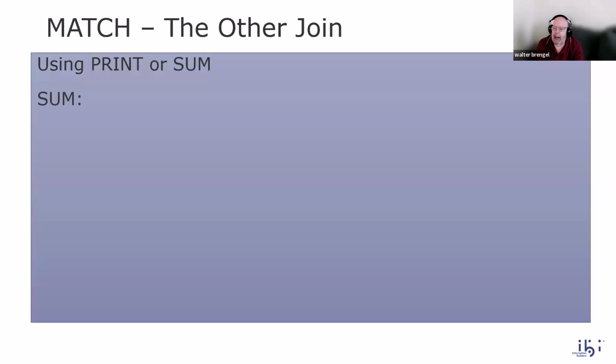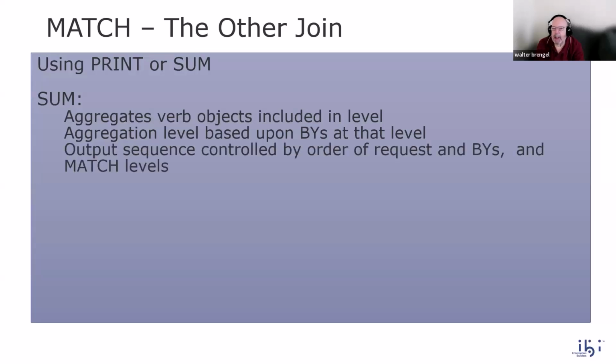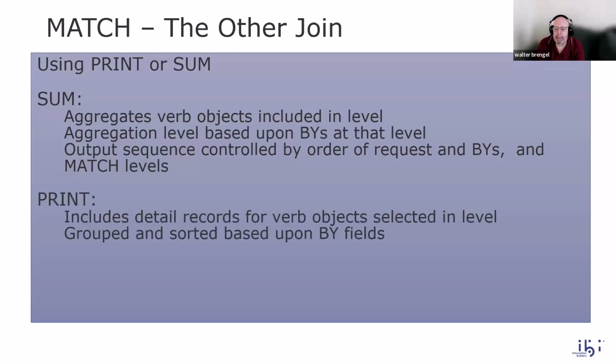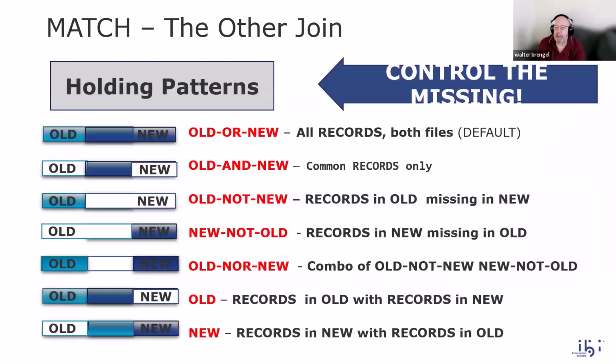So again, I'm surprised I don't have an example already. But in your request, you're going to have a full table request. So you're going to have match file, file name. You're going to have a verb, and then you're going to have your bys, and you're going to have your where conditions. So if you do a sum, we're going to aggregate everything based on the by levels, just like a normal table request. If you do a print, same thing, you get the detail records. So you get one output for every row, whereas with sum, you're probably going to do some sort of aggregation.